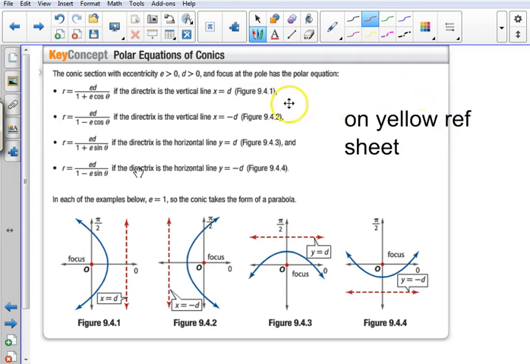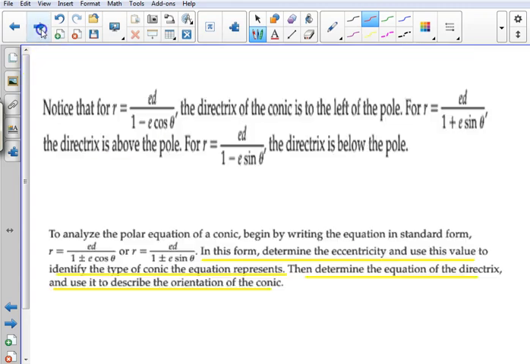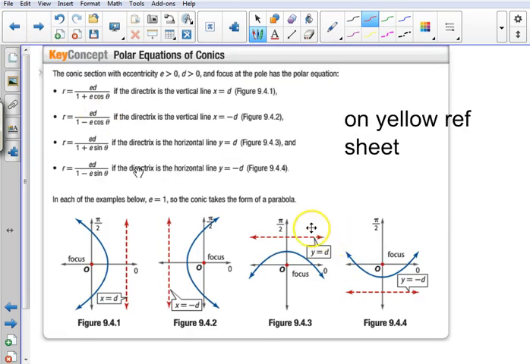Yeah. Okay. All right. Look at these equations. Tell me what you notice. They're minus and pluses. What else is different about them? There's cosine and sine. What do they all have in common? They all have E's and D's and thetas, but they all have ones.